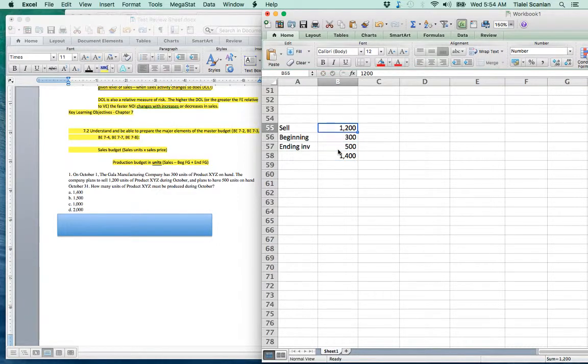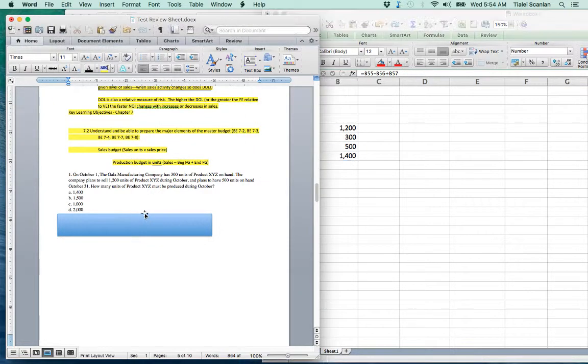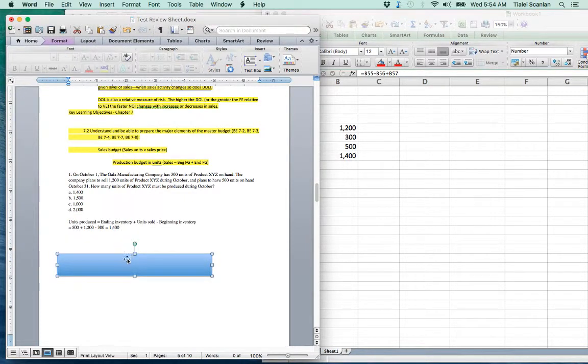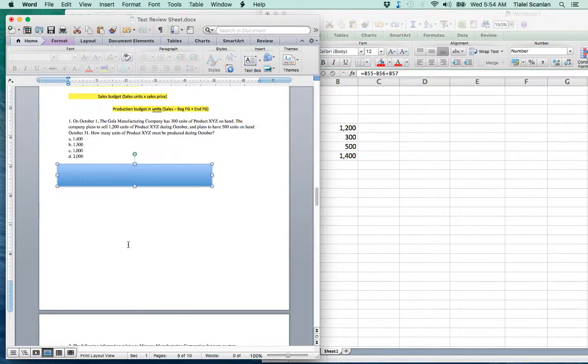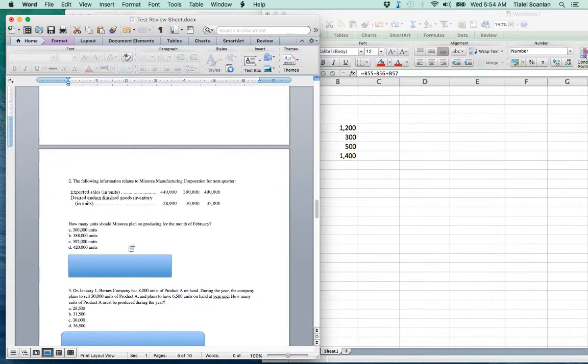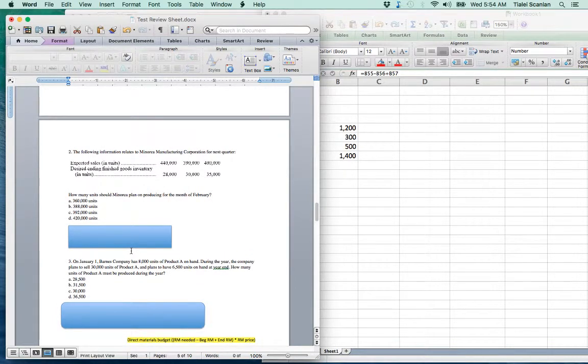So we need to produce that much because we're selling that much. We need to have that extra safety stock at the end of the period, but we already have 300 at the beginning, so we can take that out from our requirements. So I got 1,400 on this question. And yep, 1,400 is the correct answer. So just knowing what to add and what to subtract in the production budget is important, because I think it's a little different from the other formulas we were looking at in the previous chapter.